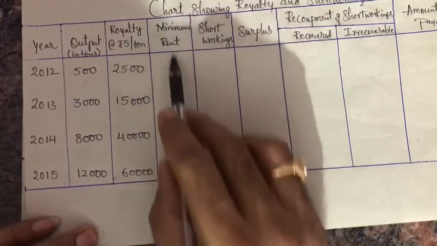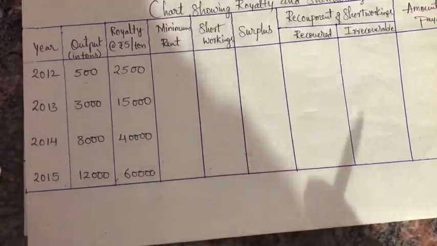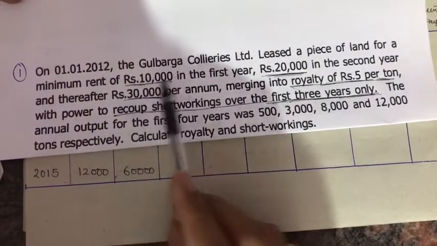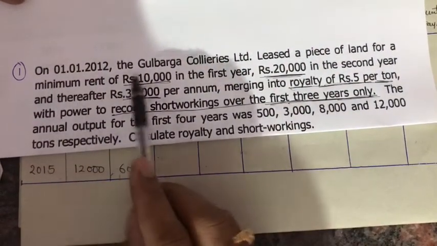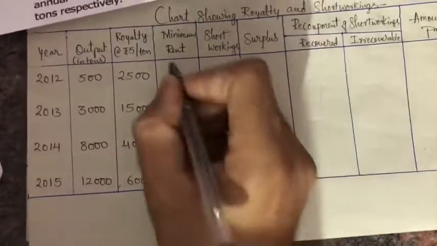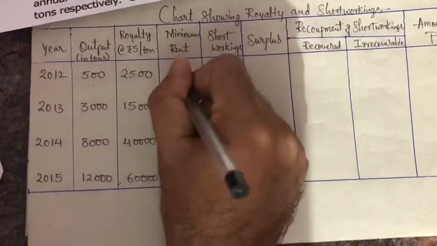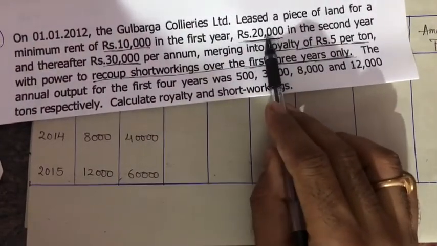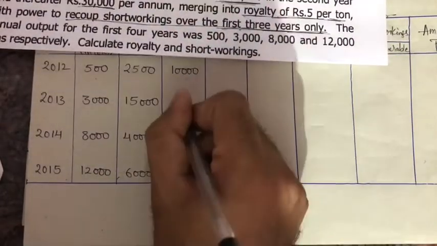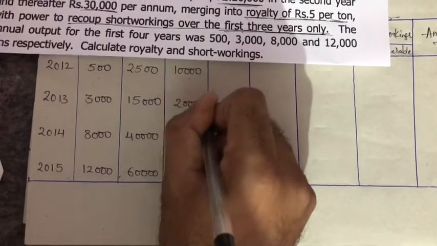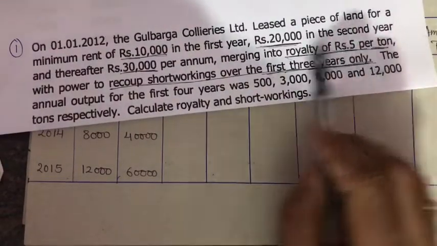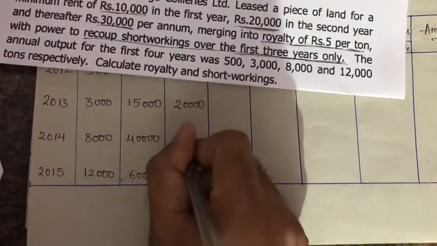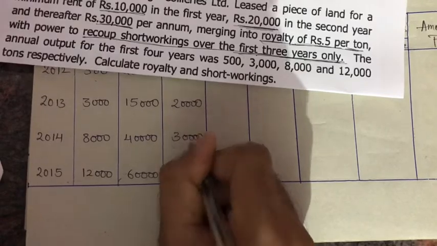And the fourth column will be minimum rent. If we check the minimum rent clause, they have given a minimum rent of 10,000 in the first year. So for the first year the minimum rent will be 10,000. For the second year it will be 20,000. And thereafter 30,000 per annum, so from the third year onwards it would be 30,000, 30,000.